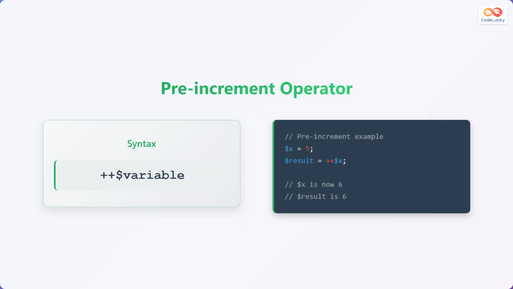First, let us understand the pre-increment operator. The syntax is ++$variable. Here's an example. $x = 5. $result = ++$x. In this case, $x is incremented to 6 before its value is assigned to $result, so both $x and $result will be 6.